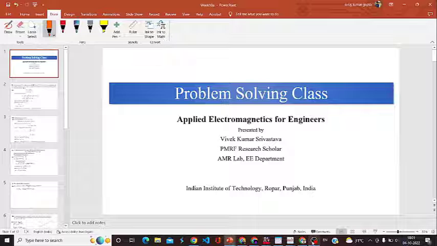So in today's class we will see some numericals based on the topics reflection and transmission of a uniform plane wave incident on a dielectric media. Then we will see problems based on Snell's law of reflection, refraction and Brewster's angle, and after that we will see the power calculation carried by a uniform plane wave. So let us start.